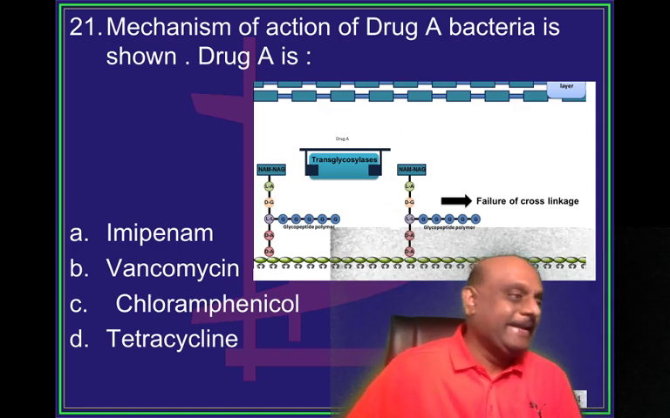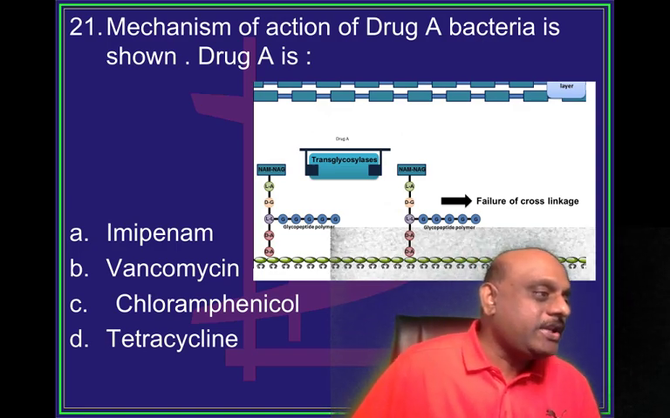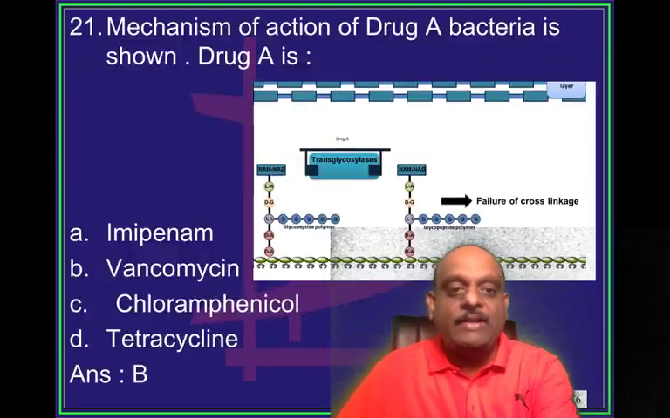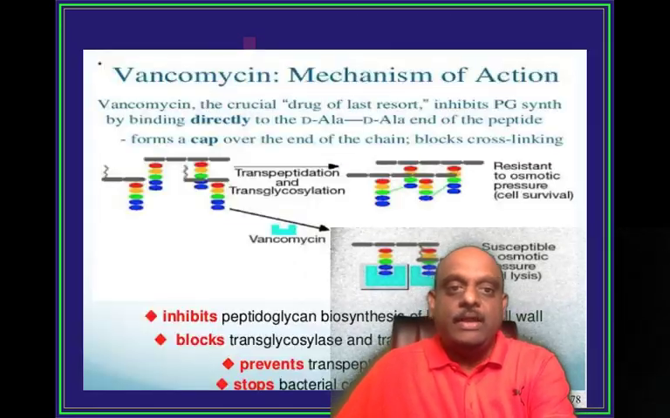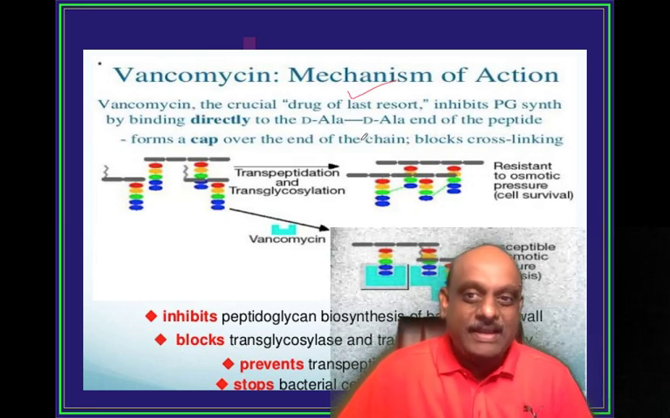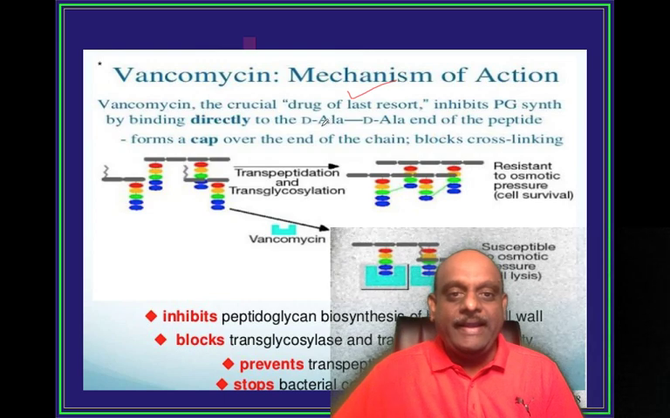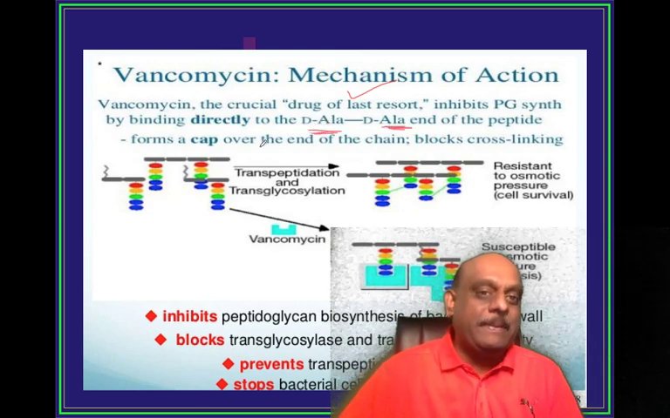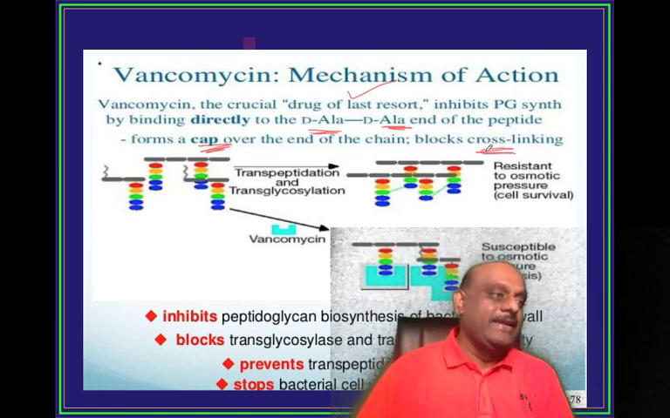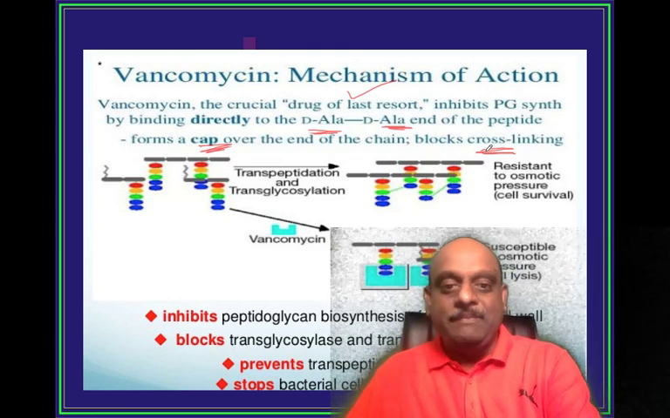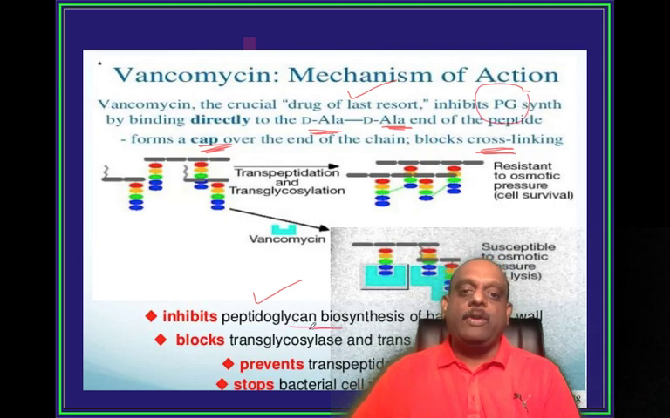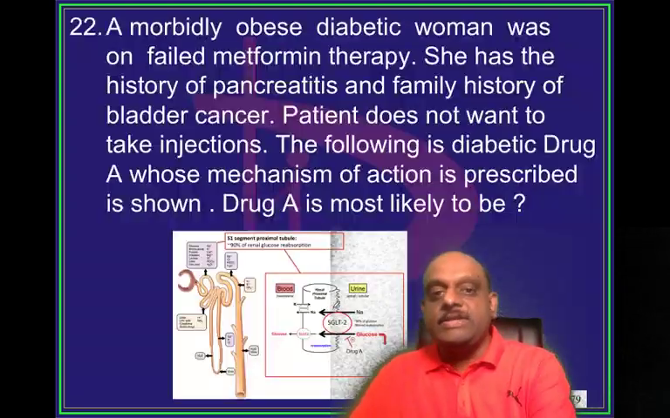Ranjit Shaw proposes B, vancomycin. Most of you are absolutely right, vancomycin. Now doc, vancomycin is considered to be the drug of last resort. It typically acts on the D-ala end of the peptide. It forms a cap over the end of the chain and blocks the cross-linking, which is what you have to remember. So it inhibits peptidoglycan biosynthesis in the bacterial cell wall.